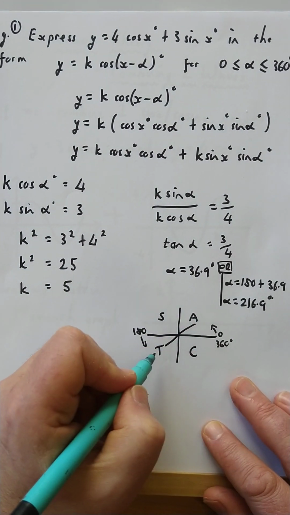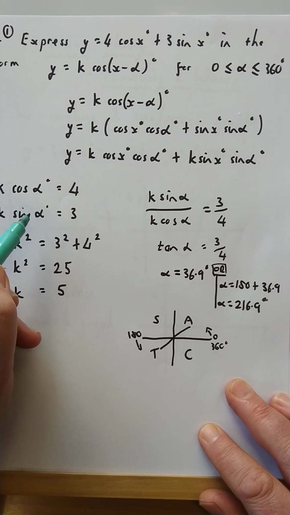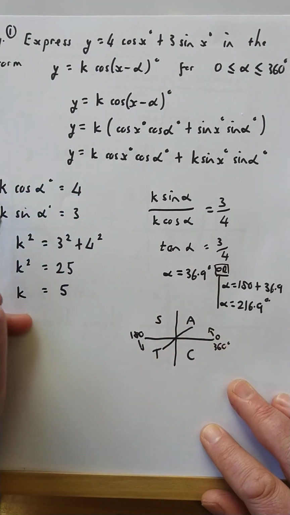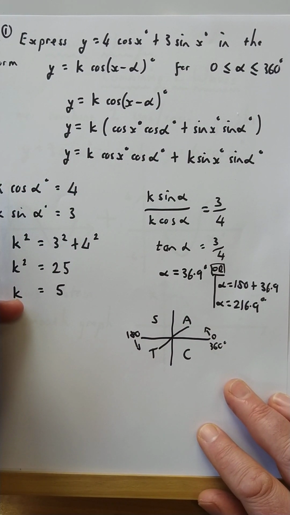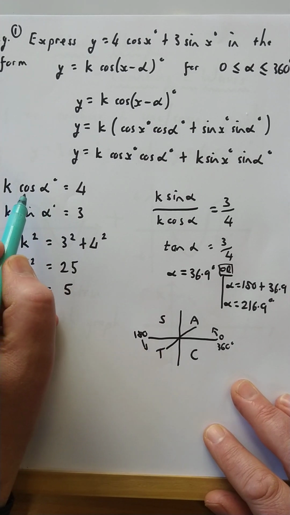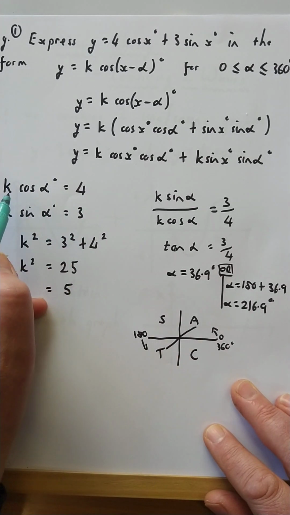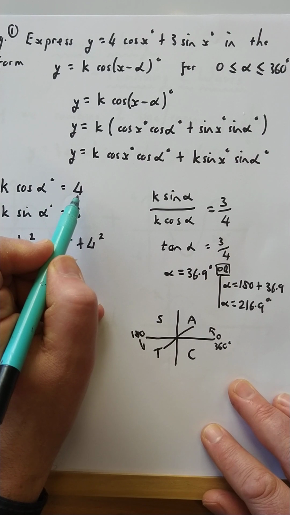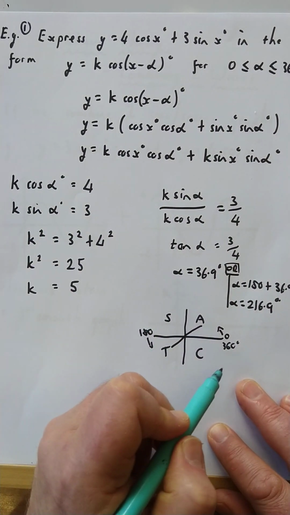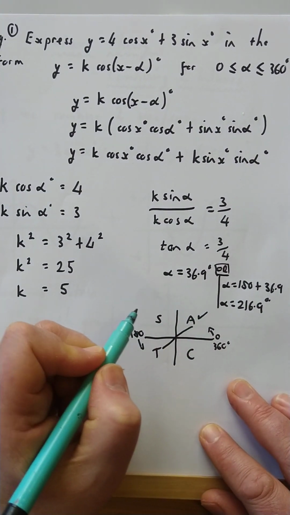How do I know which of the two answers? I go back to the original terms here, when I took out the coefficients of the cos x and sine x. This says that my cosine term is positive, plus 4 here. Where is cosine positive? Here and here.